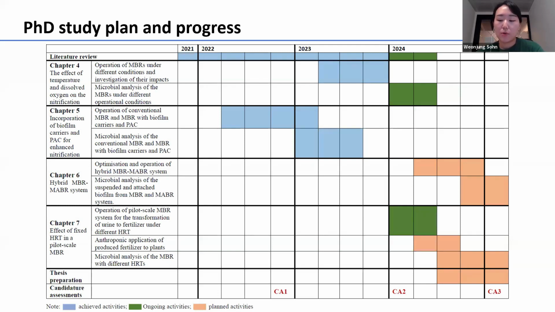And for the last chapter, the pilot MBR study, I started the operation and am now acclimating the sludge. So after the operation, the hydroponic application as well as microbial analysis will also be carried out. At the same time, thesis preparation and candidature assessment 3 will be completed in my last PhD semester.